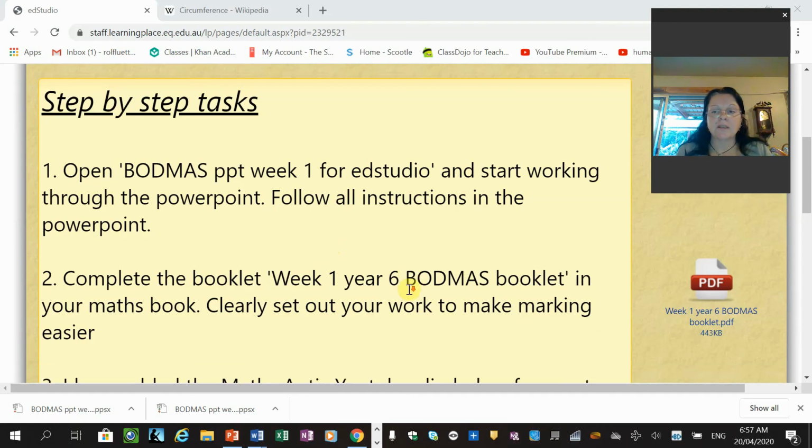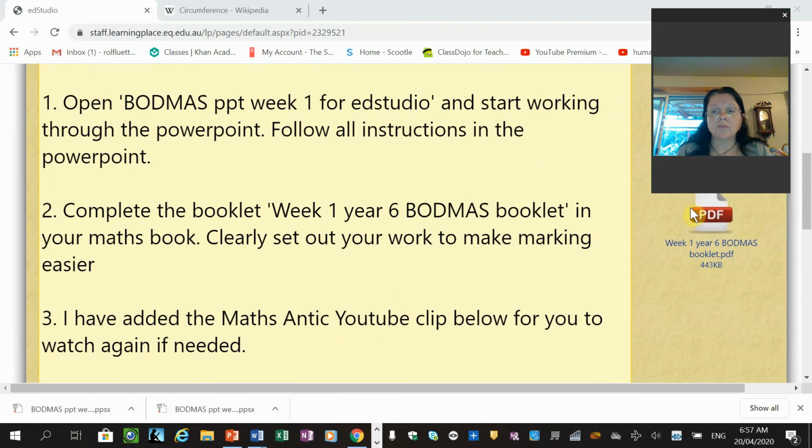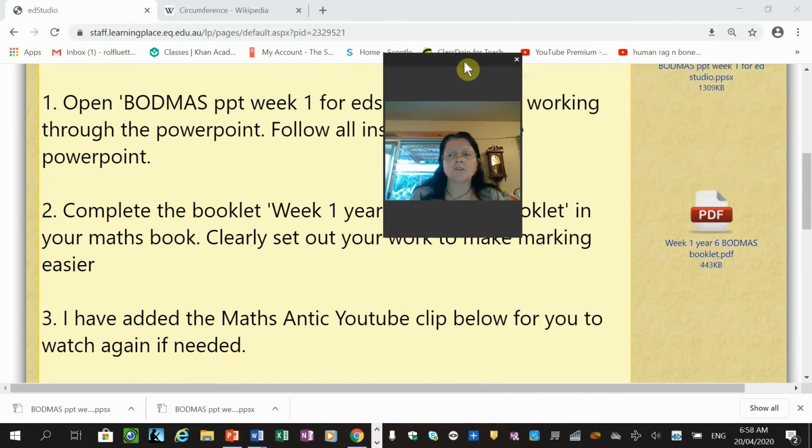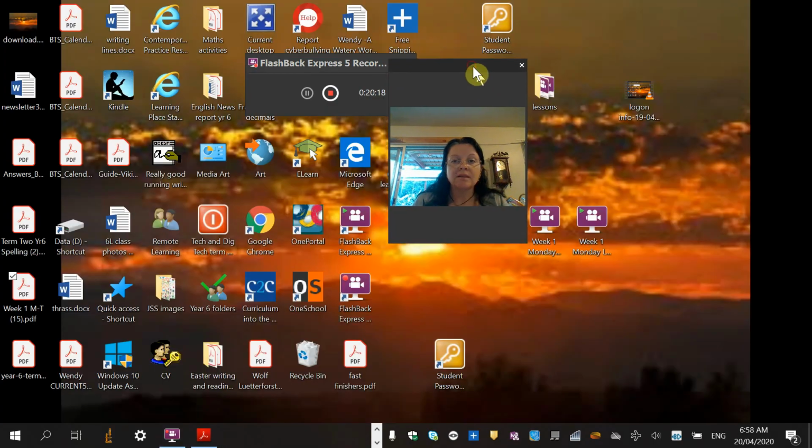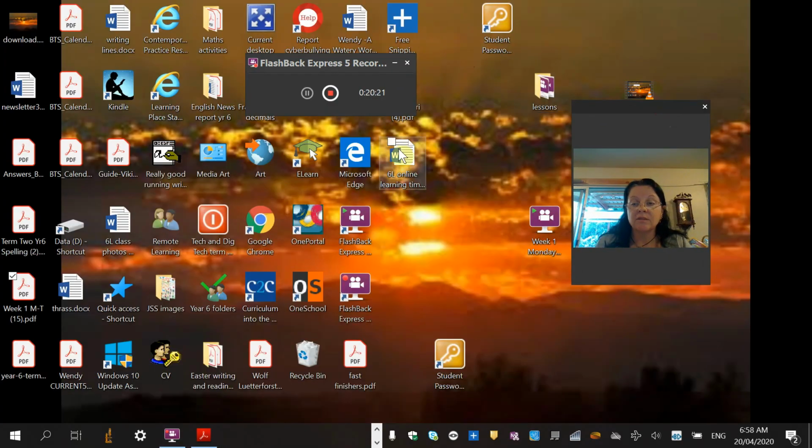Then tomorrow we're going to have a look at this booklet and work through it. But that's it for the maths lesson today. It's a bit of a quick one because you're getting used to it. So that ends our maths lesson, and there'll be a fourth lesson, a really quick explanation on how to do the fun activities. Thanks.